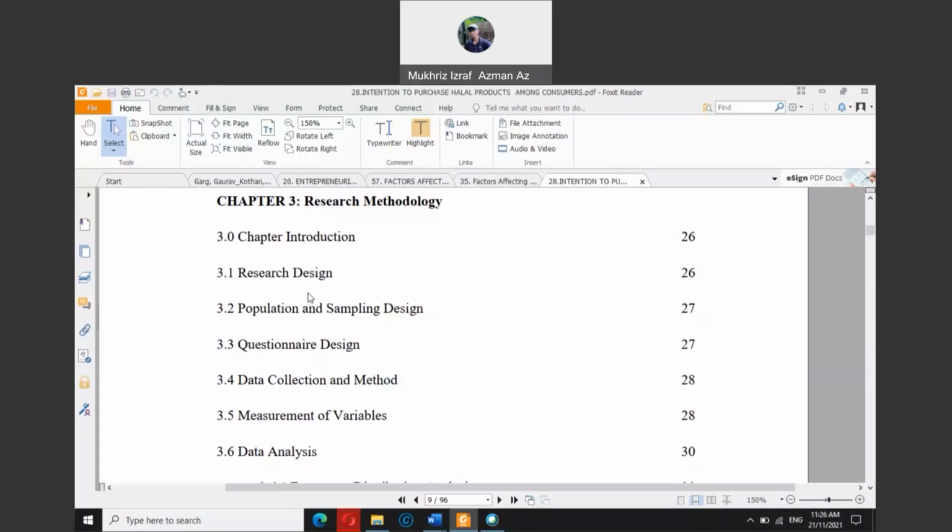So for today, we're going to continue with our lecture on chapter number 3. So far we have covered chapter 1 on the introduction and background of the study. Chapter number 2, we have also discussed in detail, the literature review. Now we are going to proceed with chapter number 3, on the research method, or research methodology.